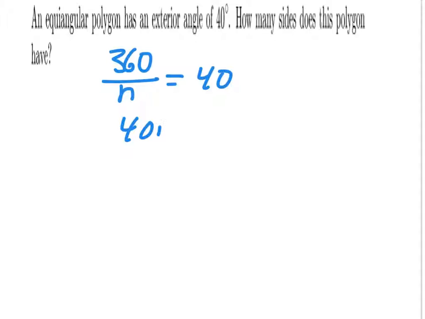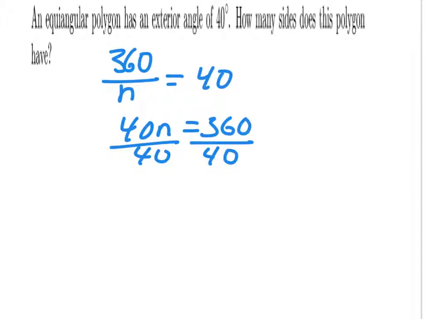All right, an equiangular polygon has an exterior angle of 40. How many sides does this polygon have? It didn't say regular, but it wouldn't say equiangular if it were not a regular polygon. So this really means regular, so don't get thrown off there. So 360 divided by n equals 40. So 40n equals 360. Divided by 40, you have n equals 9 sides.